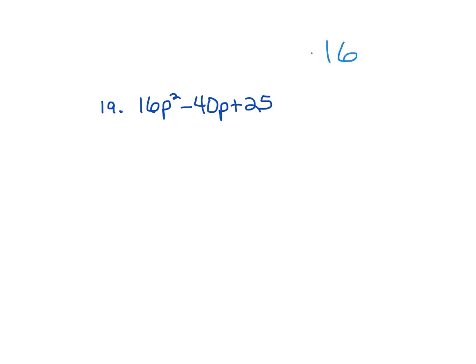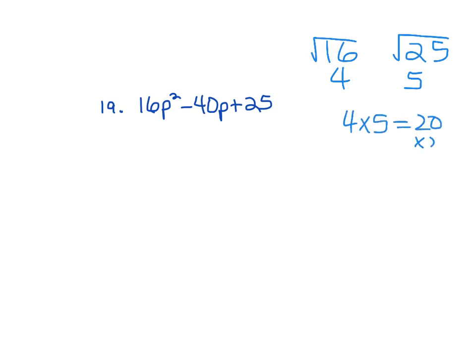All right, so if you look at this problem and you look at the 16 and you look at the 25, and if you can realize that 16, when you square root it, it's 4, it's a perfect square. Same thing with the 25, it's also a perfect square. If after you square root them, you multiply them, 4 times 5, and then double it, if it gives you the middle number, then it's a perfect square trinomial.